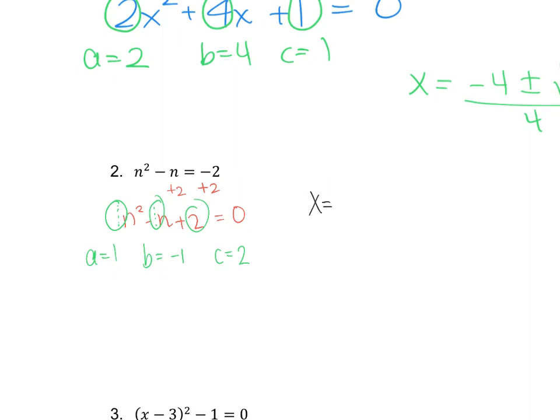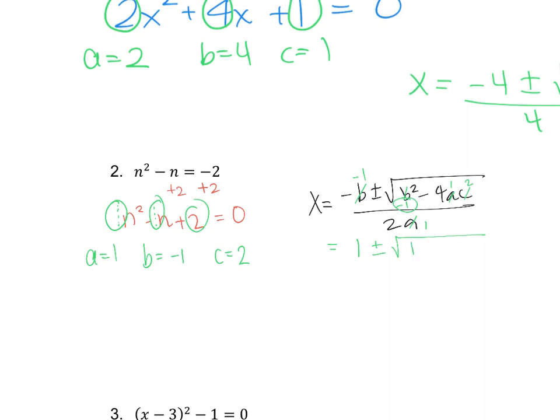So the quadratic formula says x equals negative b plus or minus the square root of b squared minus 4ac, all over 2a. And so I'm going to plug in all my stuff. So b is negative 1, and a is 1, and c is 2. So this is going to be negative negative 1, so 1, plus or minus the square root. If you square negative 1, you get 1, minus 4 times 1 times 2 is 8, all over 2. So that's 1 plus or minus the square root of negative 7 over 2.